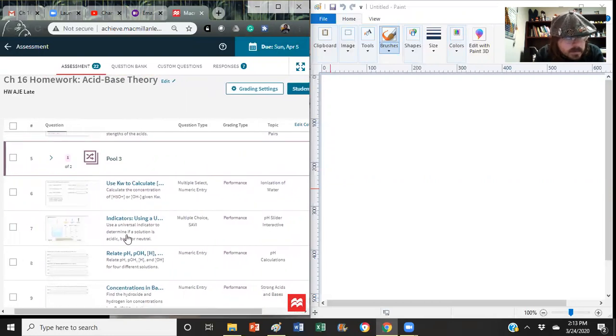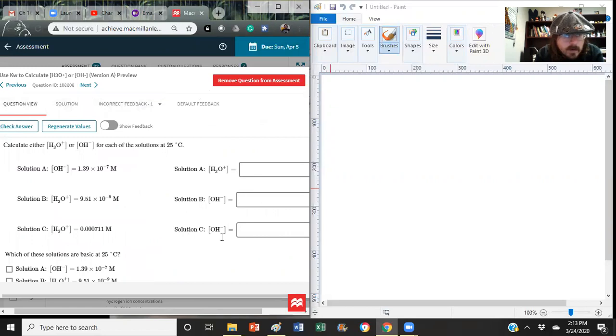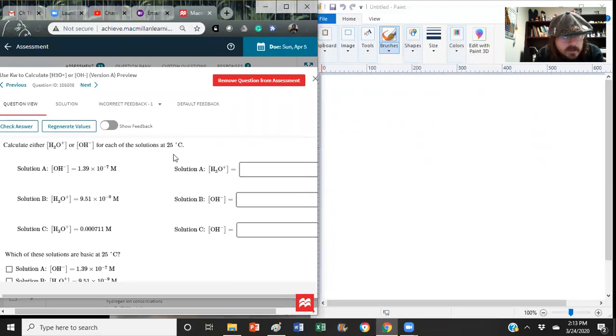So, step one, the first problem we look at in Chapter 16 is problem number 6. They want us to find the different concentrations of solutions A and B if we're given OH minus or H3O plus, and say which ones are basic or not. So this is relatively easy once you get the gist of this.